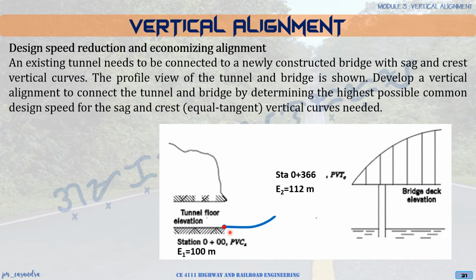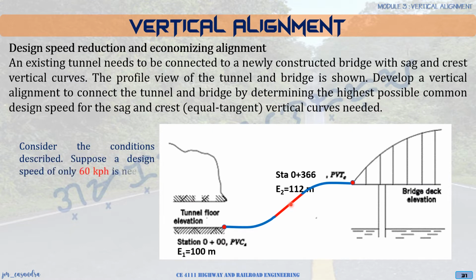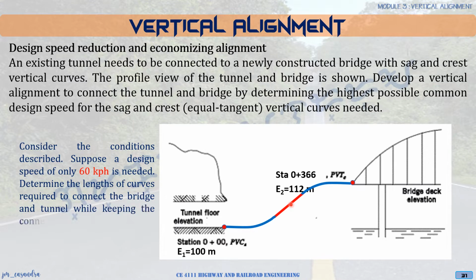So what we want to do is to connect a sag curve to a crest curve with equal tangents. So in our equation, we're going to consider the given conditions, and we are going to use a design speed of 60 kilometers per hour. So what we will do is to determine the length of curves required to connect the bridge and the tunnel while keeping the connecting grade, this red line, as small as possible.